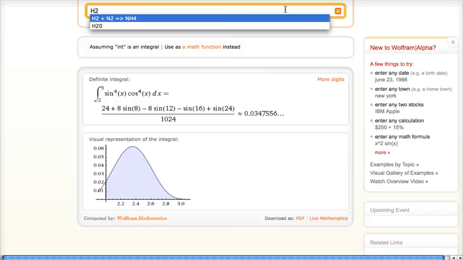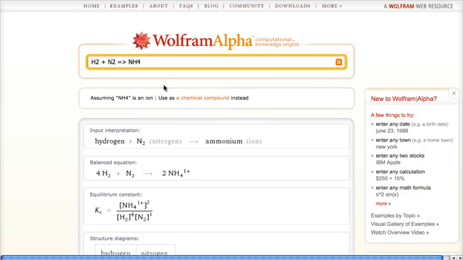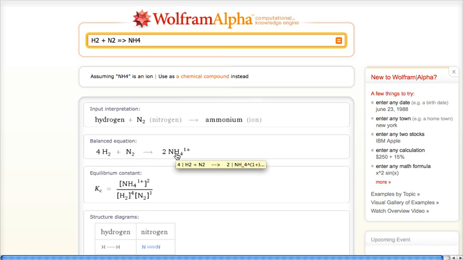Another thing you can use Wolfram Alpha for is chemistry. Now, I didn't type in a balanced equation. This is a chemical equation. H2 plus N2 gives NH4. Now, that's not a balanced equation. Look what Wolfram Alpha did. It gave me the balanced equation.